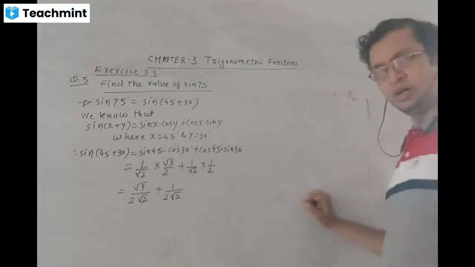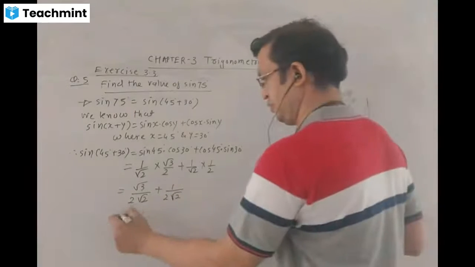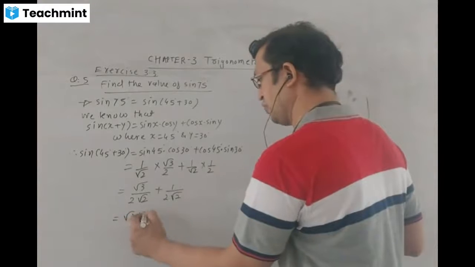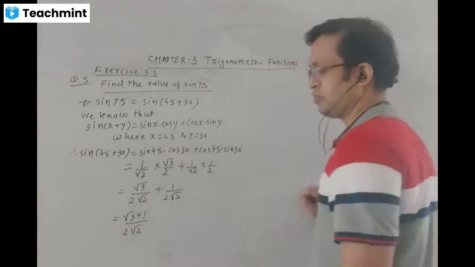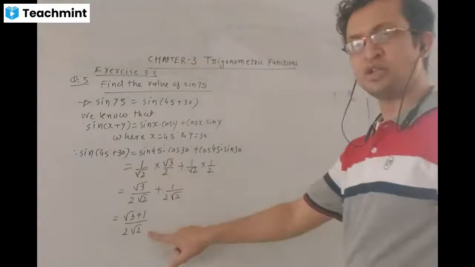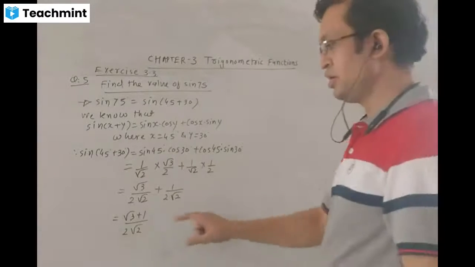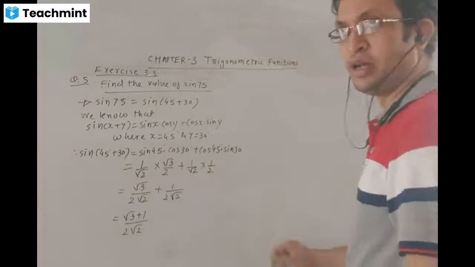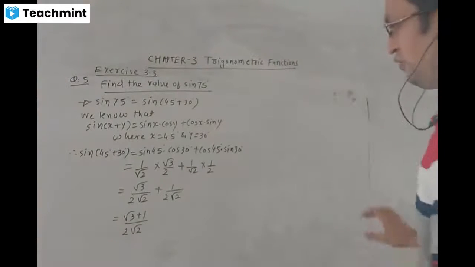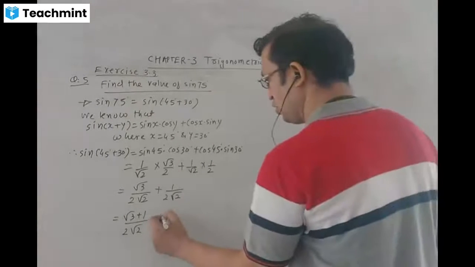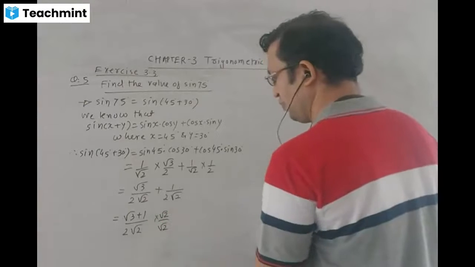Both denominators are the same. Therefore, adding the numerators, we get root 3 plus 1 divided by 2 root 2. That is the answer, but the denominator is an irrational number. Therefore we convert it by rationalizing the denominator. We multiply by root 2 in numerator and denominator.